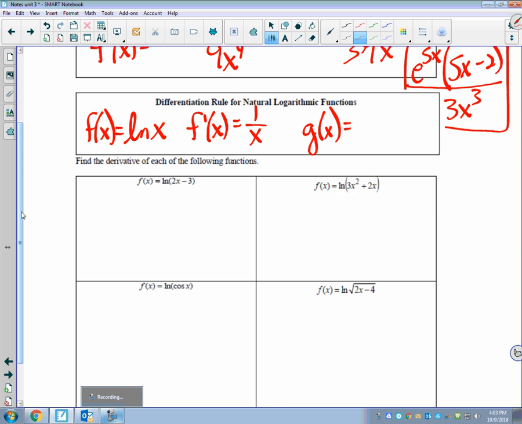But just like if you have ln of something besides x, like ln of u, you have to do the chain rule, which is going to be 1 over u times u prime, or I like to think about it as u prime over u.